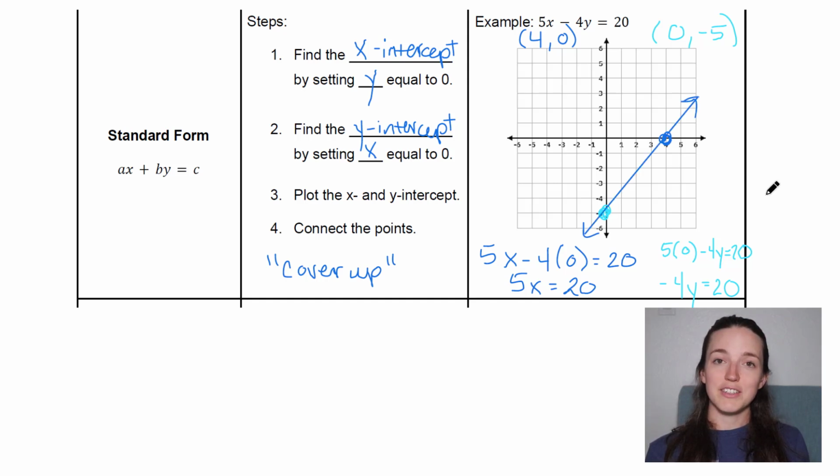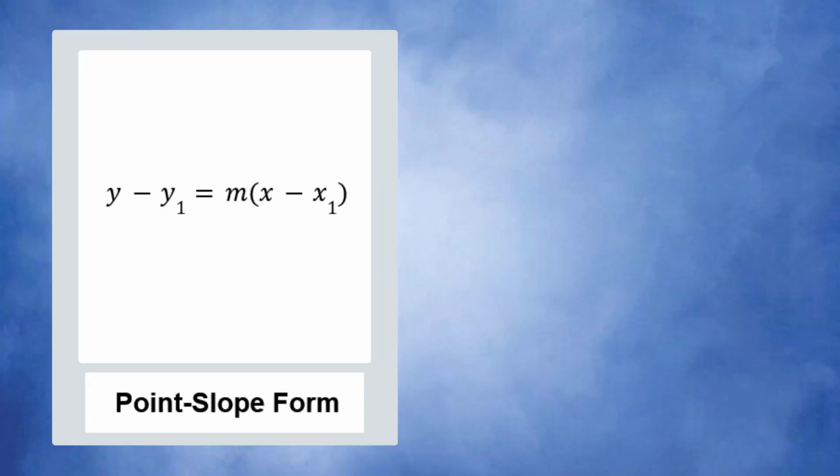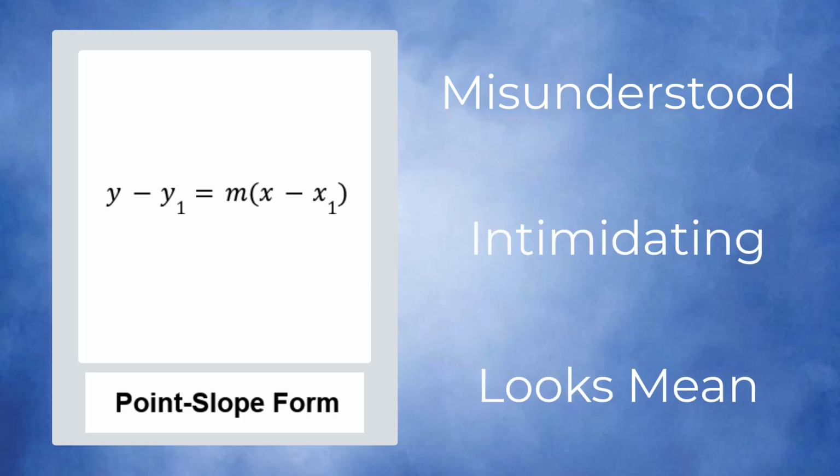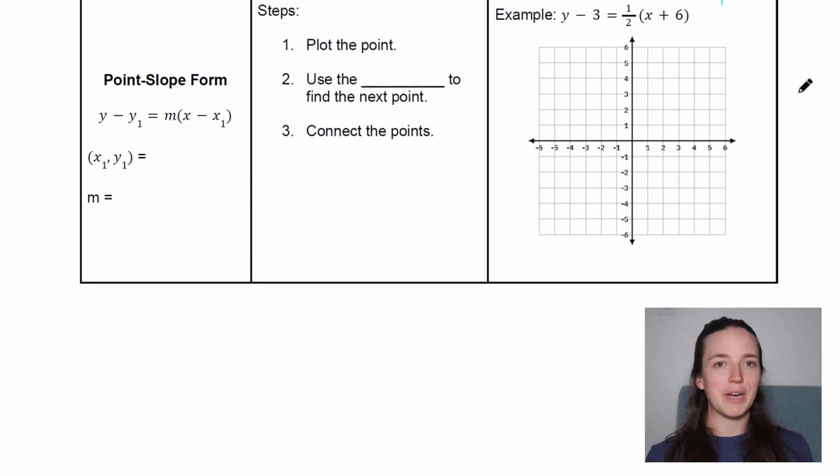Okay, and last but not least, we have point slope form. Point slope form is misunderstood. People are scared of point slope form. She looks a little mean. She's actually super nice and helpful. So keep an open mind when you look at her. I know, looks a little crazy.